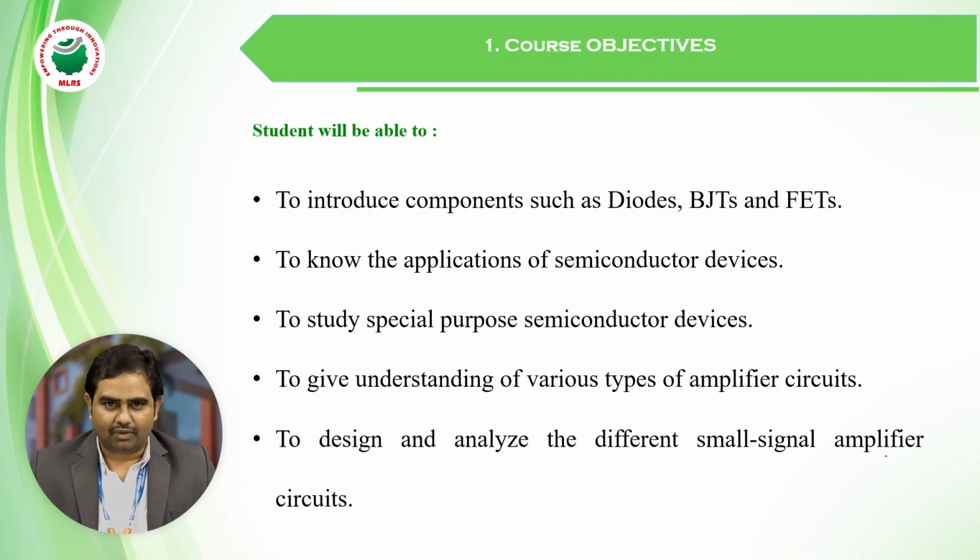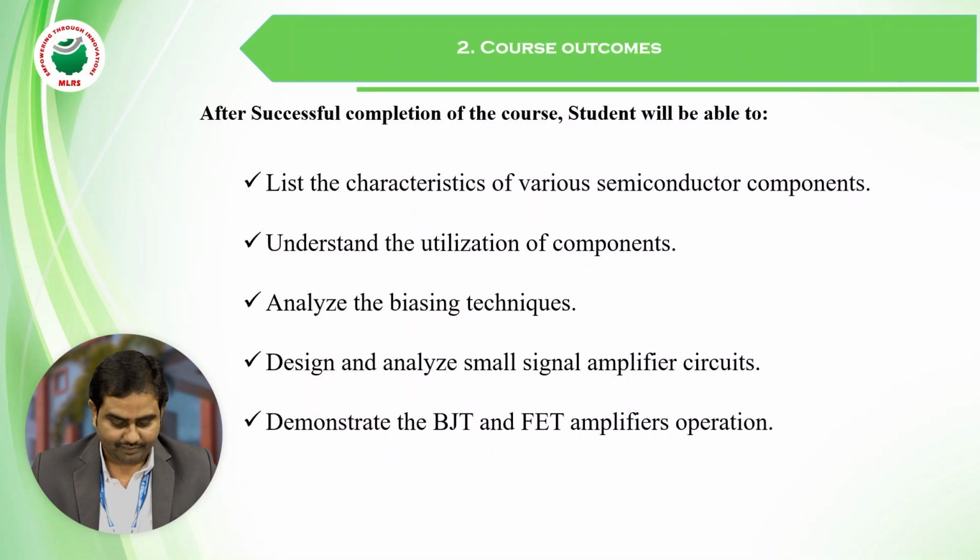So coming to the course objectives, what the students will be able to learn from this subject, that is course objectives. So the students will be able to introduce components such as PN diodes or various special purpose diodes, BJT, that means bipolar junction transistors, and FETs, field effect transistors. To know the applications of semiconductor devices and to study the special purpose semiconductor devices, to give understanding of various types of amplifier circuits, to design and analyze different small signal amplifier circuits.